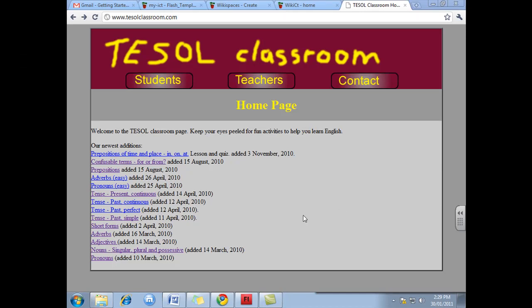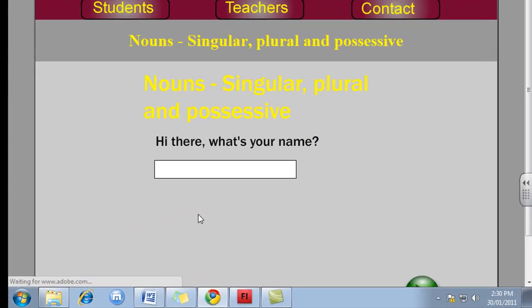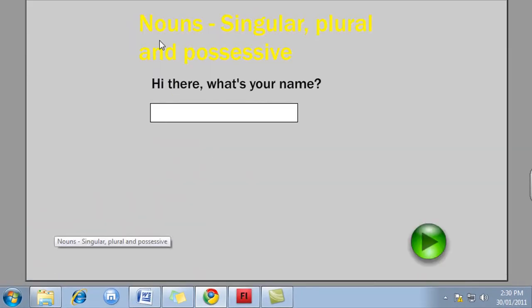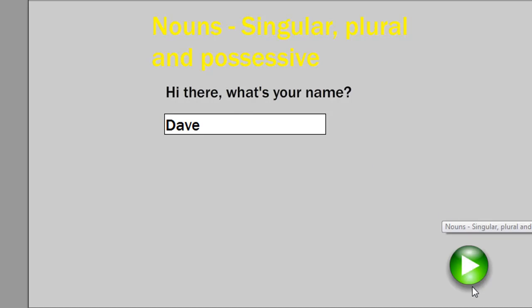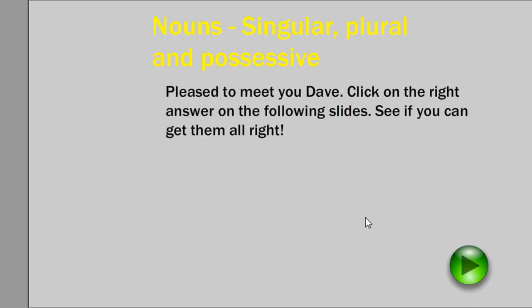Today I'm going to teach you how to create interactive flash quizzes which can accommodate multiple choice or short answer questions. Here's an example made from this template. It's this quiz, noun, singular, plural and possessive, and the student will type in their name, hit this button, and they'll receive a personalized message, and they can then press the button again to start the quiz.